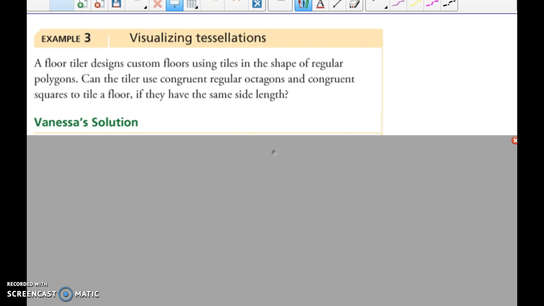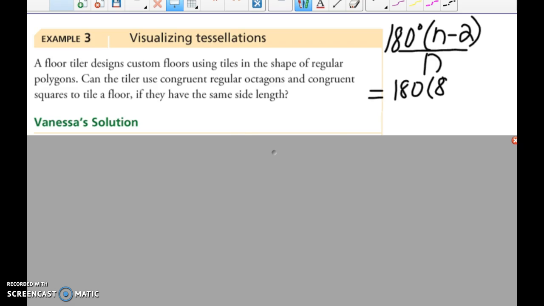Okay, and then moving to example 3, a floor tiler designs custom floors using tiles in the shape of regular polygons. Can the tiler use congruent regular octagons and congruent squares to tile a floor if they have the same side lengths? So we will find out the interior angles of an octagon, so that would be an 8-sided figure. So our n is going to be 8, because it's an octagon.